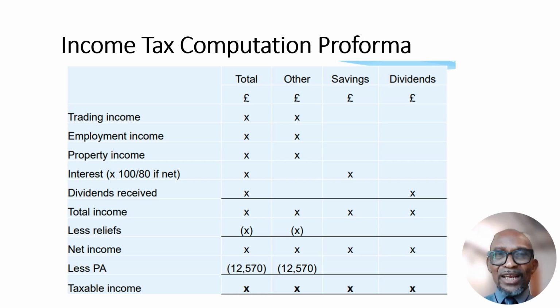Again, I always like to show my students the computational pro forma, the income tax computation pro forma. This helps us to allocate the incomes into their group, because different incomes have different reliefs relating to them, and again, it helps us to know how to compute our tax beneficially or allocate our personal allowance. We start from other income, then gradually to savings and dividends.